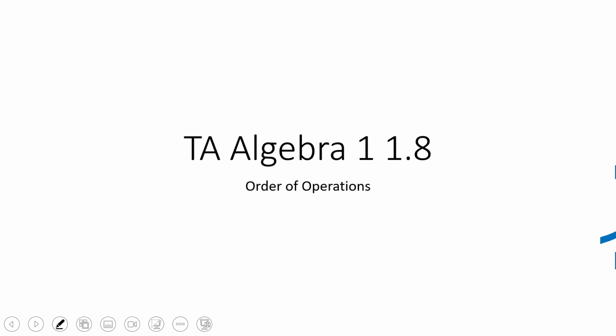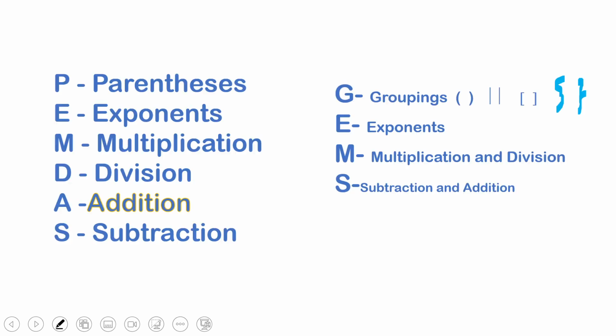Hello class, I'm working out of your Algebra 1 book, 1.8, Order of Operations. To remember the order of operations, you can remember PEMDAS. Please excuse my dear Aunt Sally. P is for parentheses, E exponents, M multiplication, D division, A addition, and S subtraction.